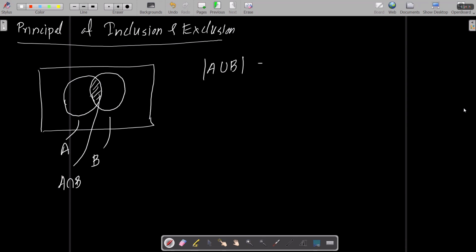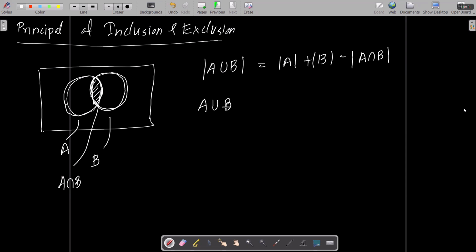We can do this by adding the size of A and the size of B. But you can see here, this area is added twice. When we add A, it will add all of these elements. When we add B, it will add all of these elements. And this is added twice. Therefore, we should subtract it one time. So this is how it works for two sets.